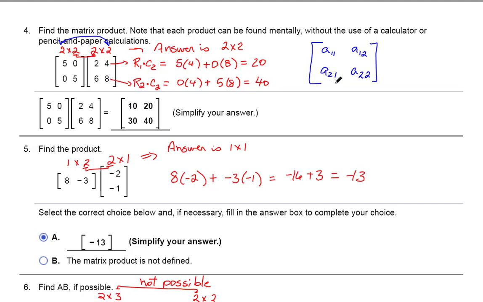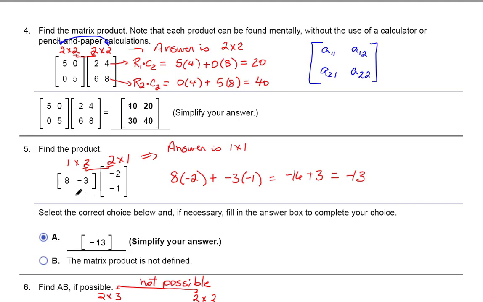What about A21? Second row multiplied by the first column. All right, so second row, first column. 0 times 2 is 0, plus 5 times 6 is 30. To get this last position, second row, second column. 0 times 4 is 0. 5 times 8 is 40. All right, so yes, it is possible.